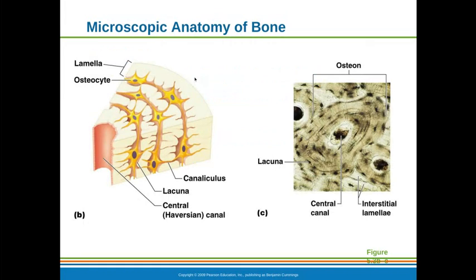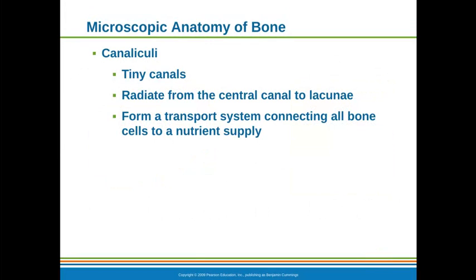Okay, so we can see this individual lamella right here, and then we see a ring of osteocytes, lamella, osteocytes, lamella, osteocytes, lamella. Okay, so the lacuna is where we find these right here, and then they are surrounded by each. So these osteocytes will continuously grow and break down bone. We'll talk about that in just a minute.